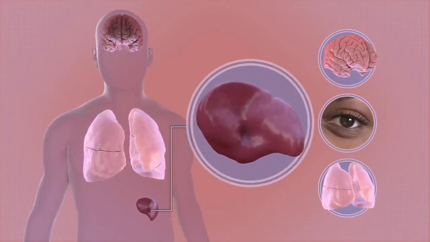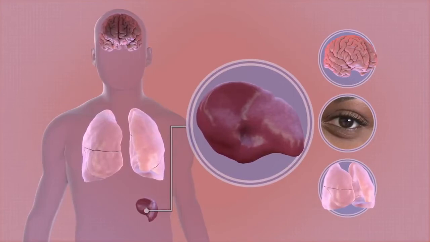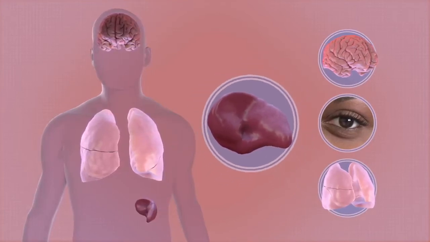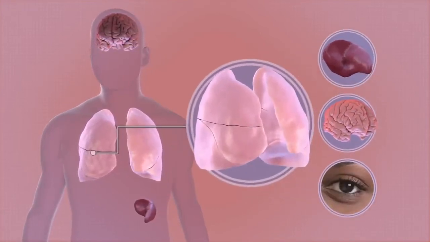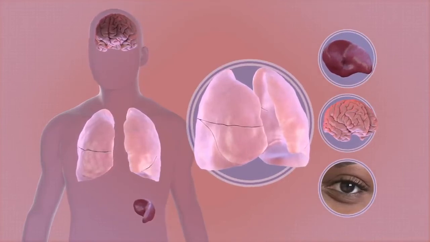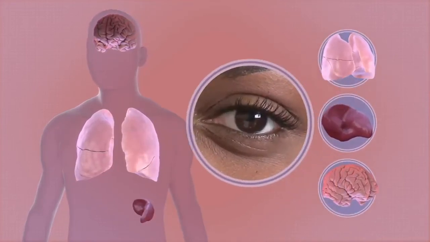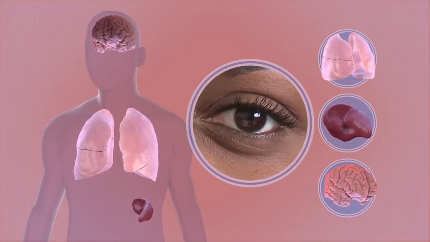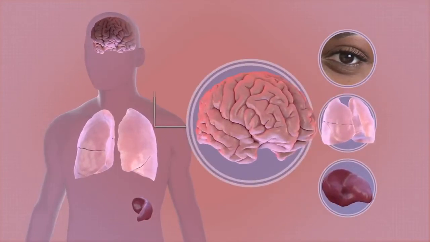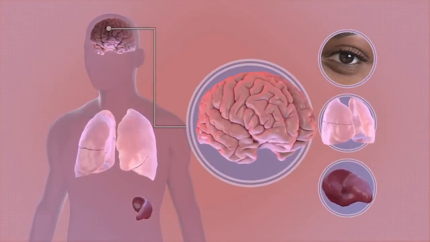A blockage in the spleen, part of the immune system, puts patients at risk for dangerous infections. A pileup in the lungs can produce fevers and difficulty breathing. A clog near the eye can cause vision problems and retinal detachment. And if the obstructed vessels supply the brain, the patient could even suffer a stroke.